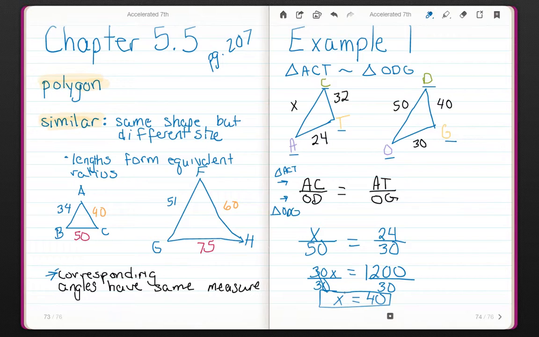Now, the other option is that I can reduce 24/30ths first. So if I have x over 50 equals 24/30ths, if I divide both by 6, it equals 4/5. Well, using mental math, how do I go from 5 to 10 or 5 to 50? I multiply times 10. So I'm going to multiply times 10, and x equals 40. Both methods are perfectly valid. Use the one that works best for you.